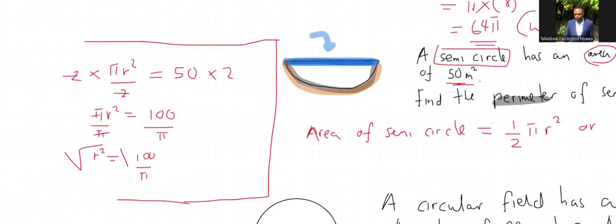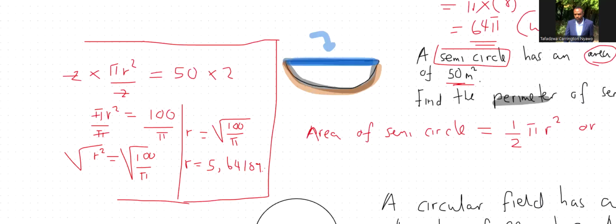So now I'm left with r is equal to root 100 over pi. Root 100 over pi. So what is r now? Equal to my radius. If I put everything in the calculator, the radius is going to be 5.64189. Let's just write up to here.